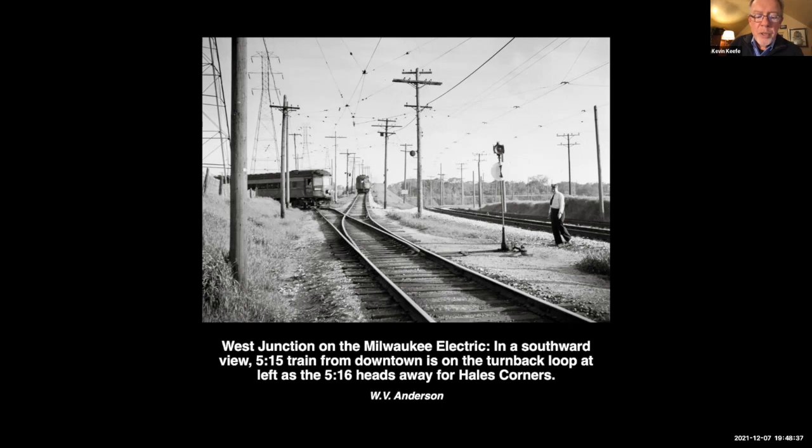In the distance, we see a train heading for Hales Corners, heading away from us. And in the foreground, a train from downtown is on what they call the turnback loop. And this photograph was taken by Willard Anderson, or Andy Anderson, who was an early editor of Trains magazine and later worked on the Model Railroader staff for many, many years.